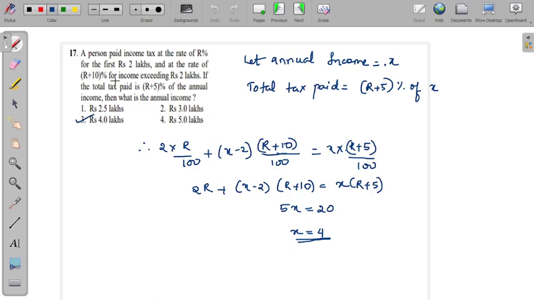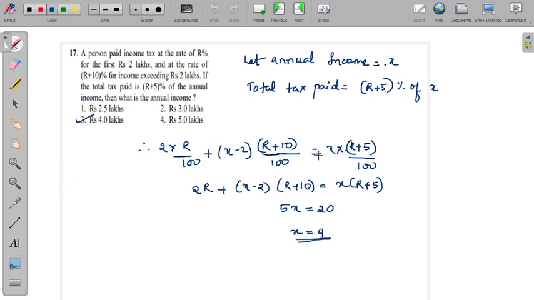17th question: a person paid income tax at the rate of R% for the first 2 lakhs and at the rate of R plus 10% for income exceeding rupees 2 lakhs. If the total tax paid is R plus 5% of the annual income, then what is the annual income? Let me take the annual income as X. Total tax paid is R plus 5% of the annual income.